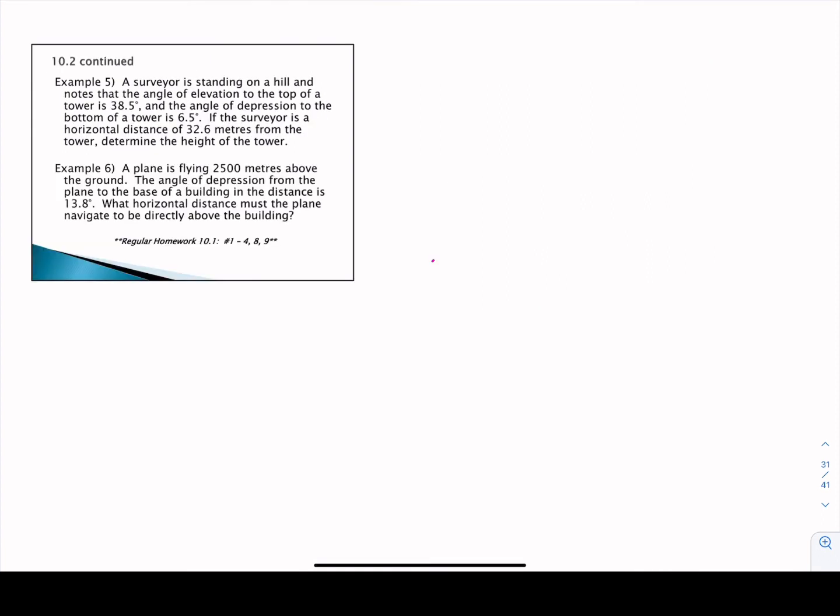Our last example says a plane is flying 2,500 meters above the ground. So if we have our lovely ground level, here's our plane. Our plane is way in the sky, and it's 2,500 meters above the ground. We can assume that, of course, we're measuring a perpendicular height to the ground. What we also note is that the plane is noticing that there's a building off in the distance.